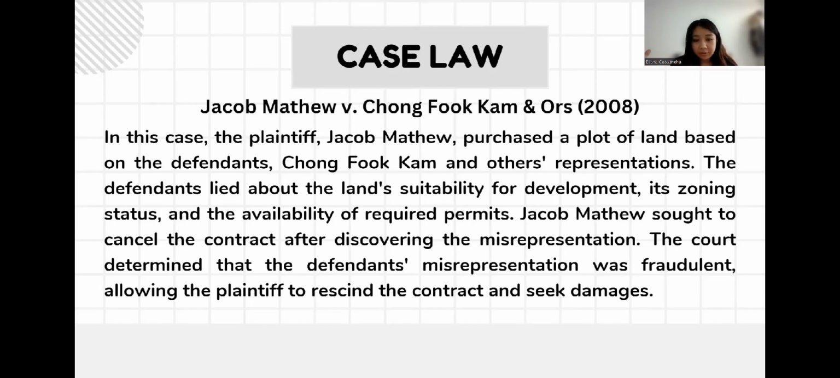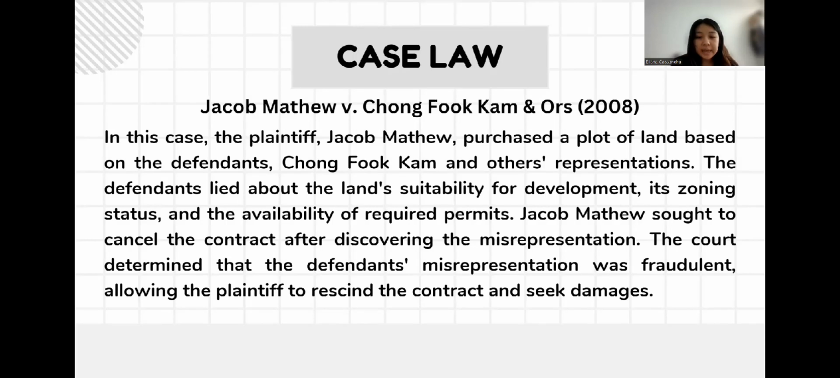So, of course, Jacob was interested and entered into the contract and completed the purchase. However, he discovered that the representations made by the defendant were false. The land that they were trying to sell was not suitable for development, and its zoning status was different from what they represented, and the necessary permits were not available. As a result, Jacob Matthew wanted to cancel the contract and claim damages for the misrepresentation.